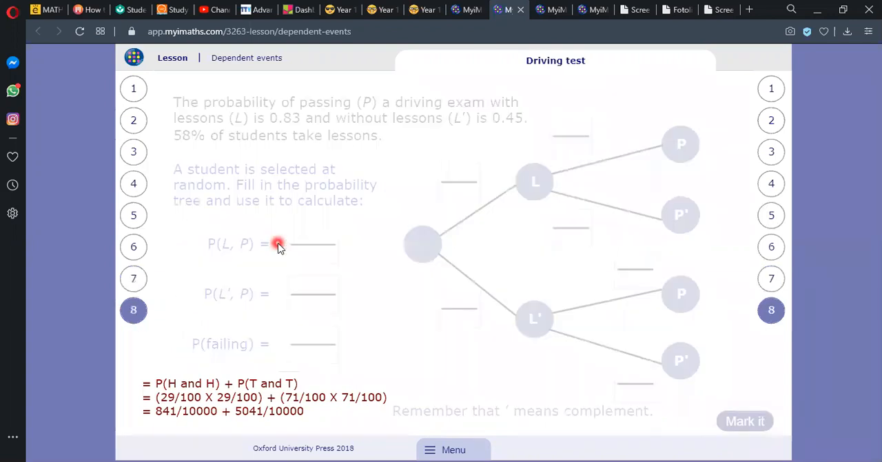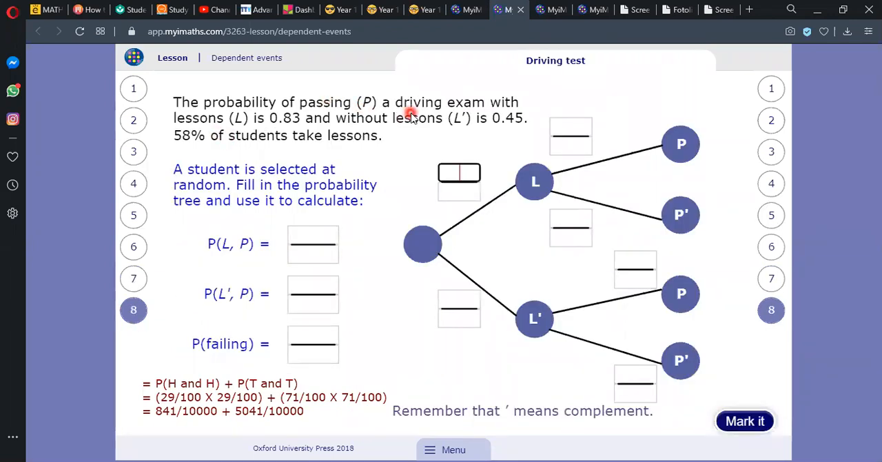So, rounding up, the probability of passing P, a driving exam, with lesson L is 0.83, and without lesson L is 0.45. 58% of students take lessons. Okay, moving on. A student is selected at random. Fill in the probability tree and use it to calculate these. If you have to fill in this, remember that the prime here means complement, and it actually means not L. We used to use bar instead of the prime, we use bar on top, remember that.